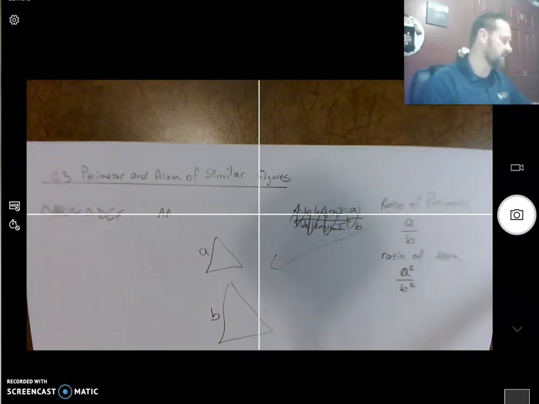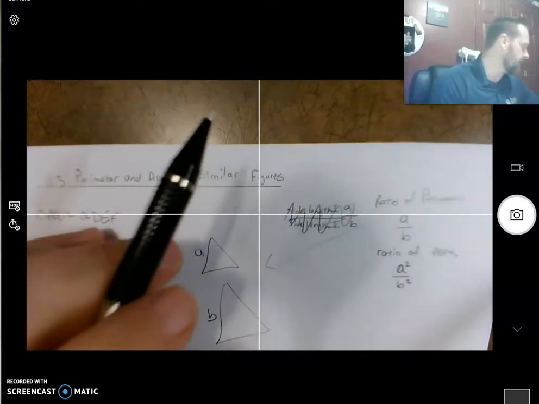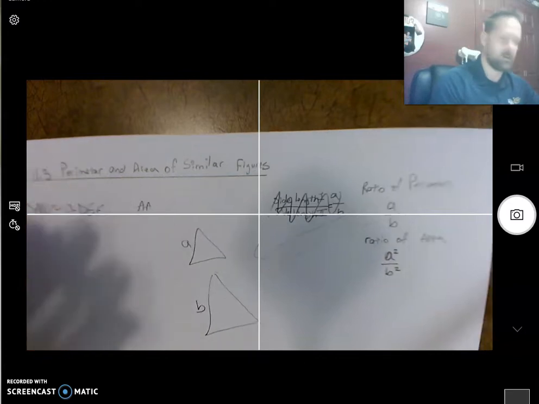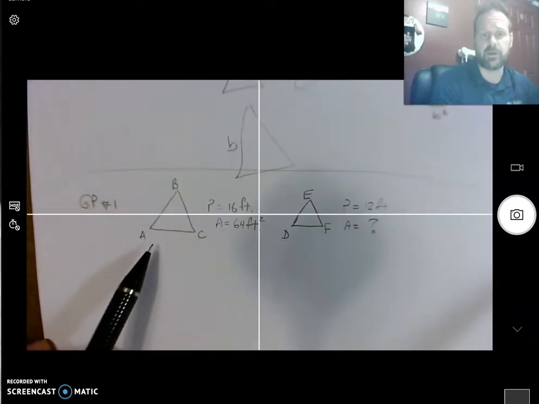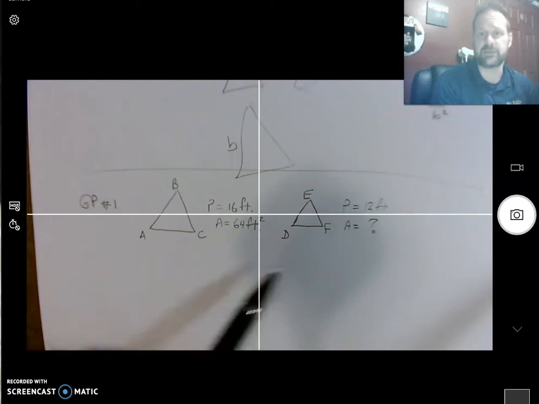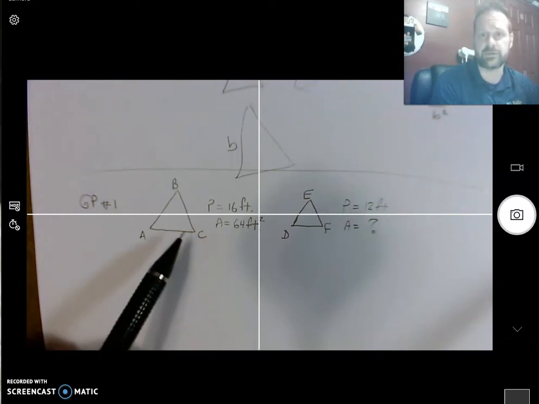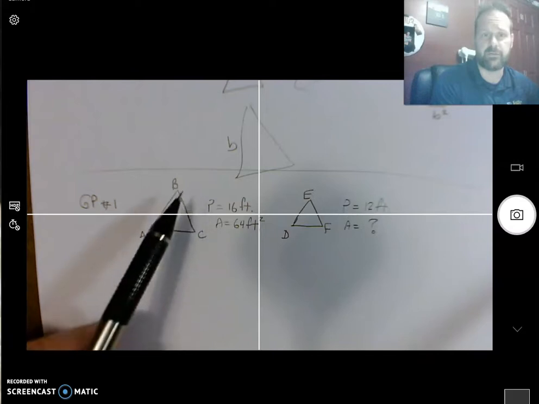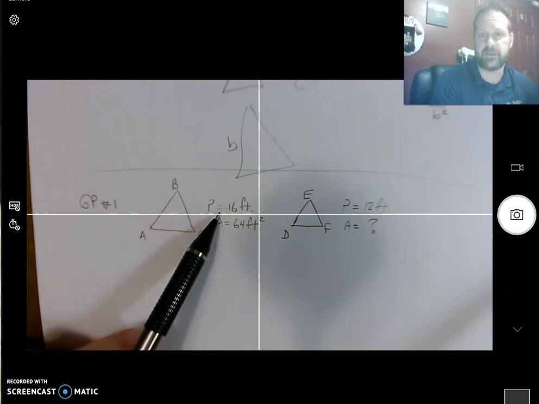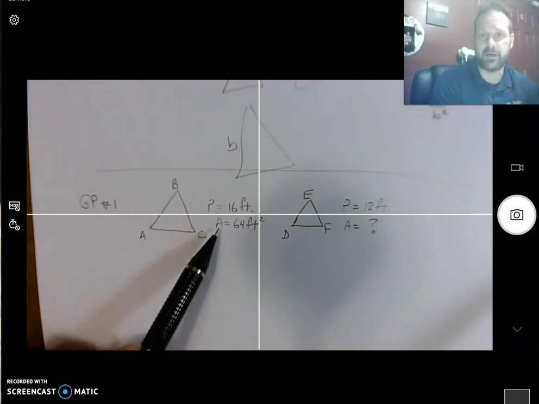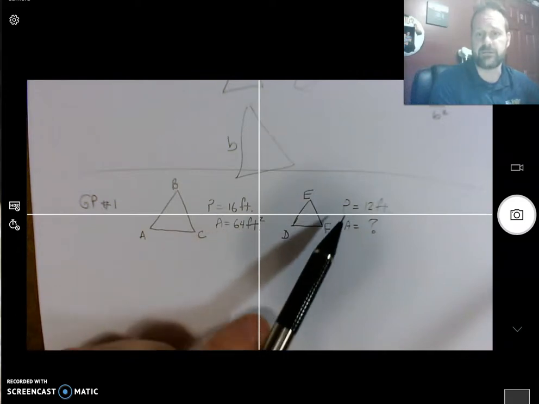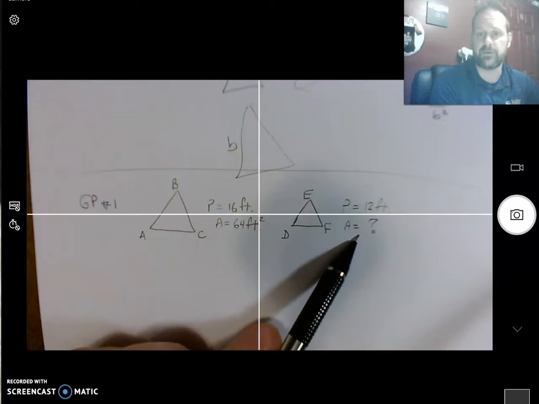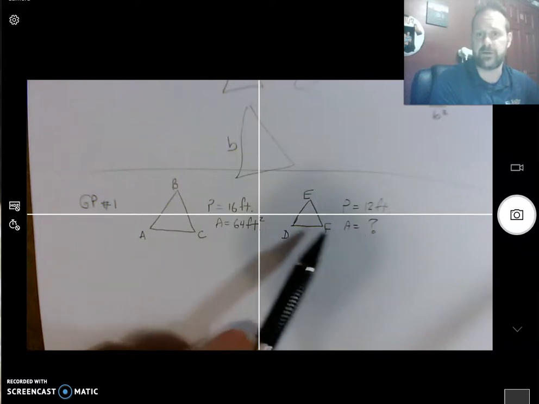Let's take a look at the guided practice here. Number 1. You don't need sketches, but I like to draw sketches. Triangle ABC has a perimeter of 16 feet and an area of 64 feet squared. Triangle DEF has a perimeter of 12 feet, and they ask us, what's the area of this triangle?